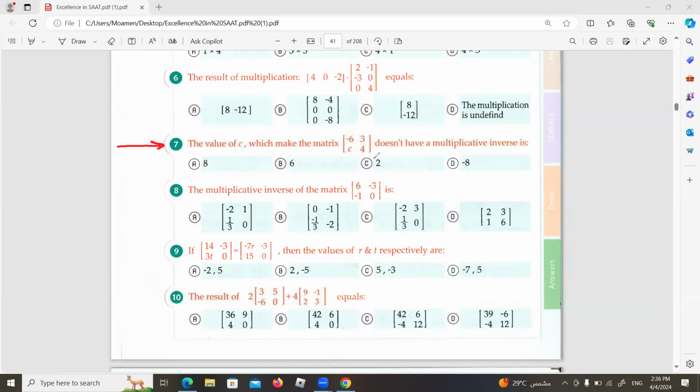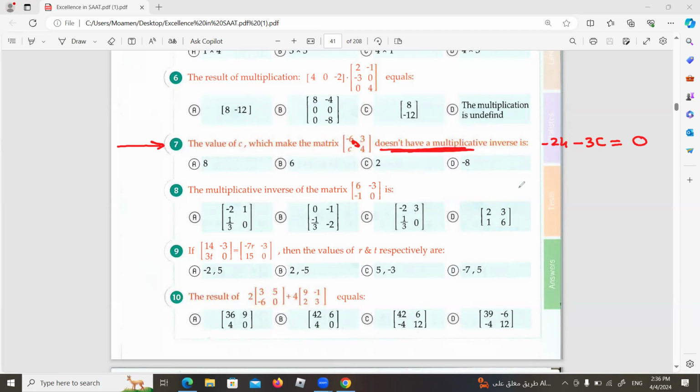What is the determinant? The product of the main diagonal minus the product of the other diagonal. So the product of the main diagonal elements is negative 6 and 4. Negative 6 times 4 equals negative 24. And then after that, minus from the other diagonal, 3 times C, so 3C. So negative 24 minus 3C must equal 0 because our matrix has no multiplicative inverse.